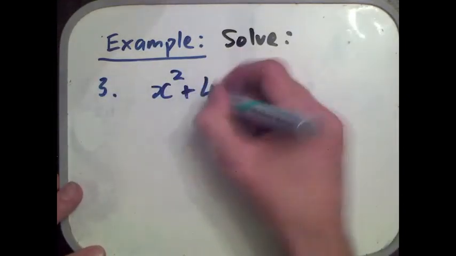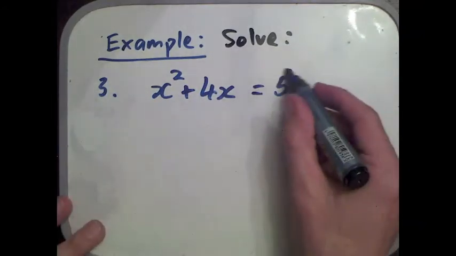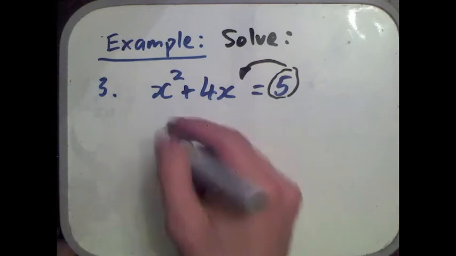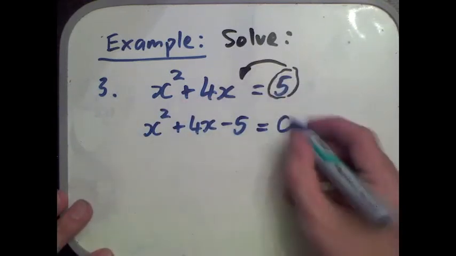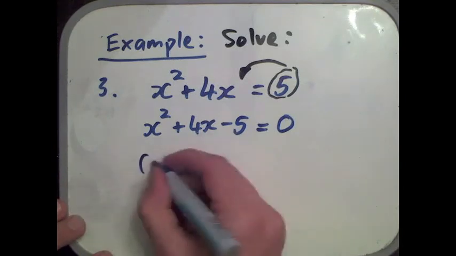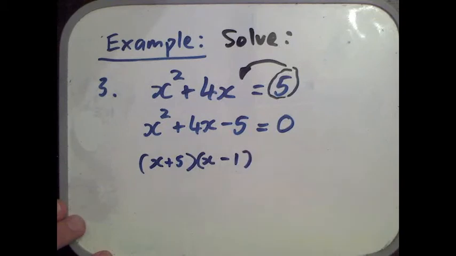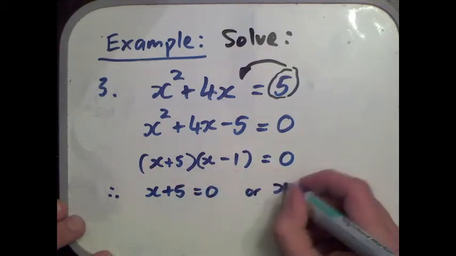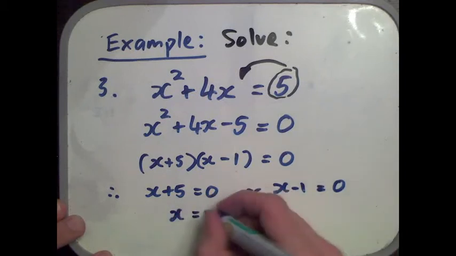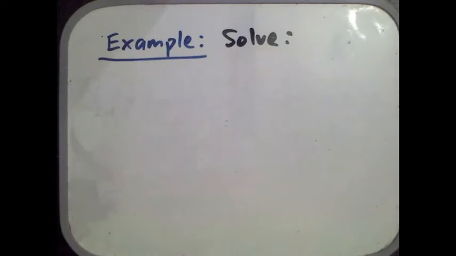Okay, let's take a look at another example. We've got x squared plus 4x is equal to 5. Now this example is quite different. We've got positive 5. We need to move that across to get x squared plus 4x take 5 so that it's equal to 0. Now, can we use our skills of factorizing? Of course we can. x plus 5, x take 1 is equal to 0. Now we solve using the null factor law. And x is equal to negative 5, and x is equal to positive 1, again with two solutions.